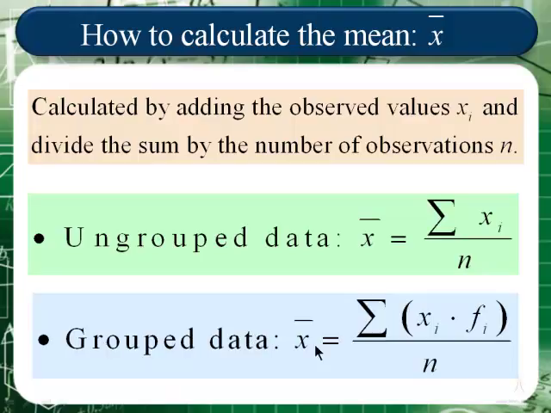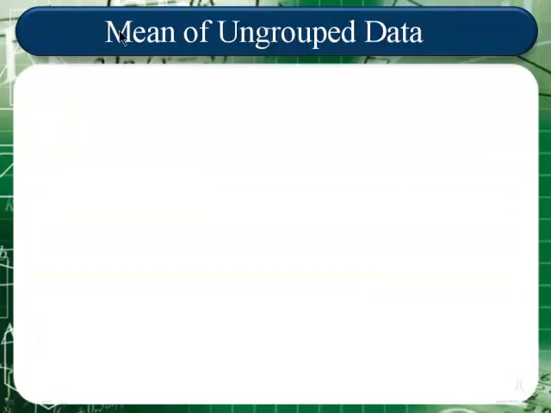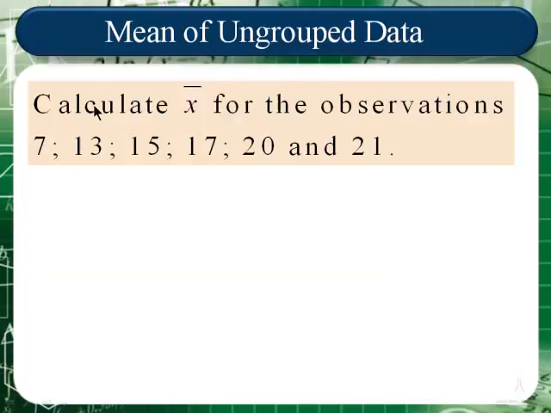If we have group data, then we determine the product between the class mark and the frequency of the class, and we find the sum of all these products and divide it by the number of observations or the size of the sample. Let us look at an example where we calculate the mean of ungrouped data.